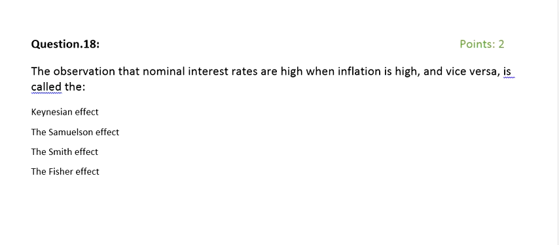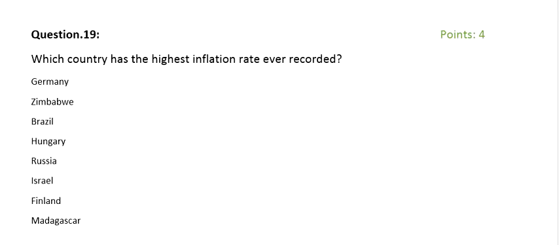Question 18. The observation that nominal interest rates are high when inflation is high and vice versa is called the Fisher effect. Basically, it's a direct correlation between nominal interest rates and the inflation. So if the inflation is high, the nominal interest rate is high. When it's low, it's low. And it's 2 points for this question. A country with the highest inflation rate that's been recorded is Hungary.